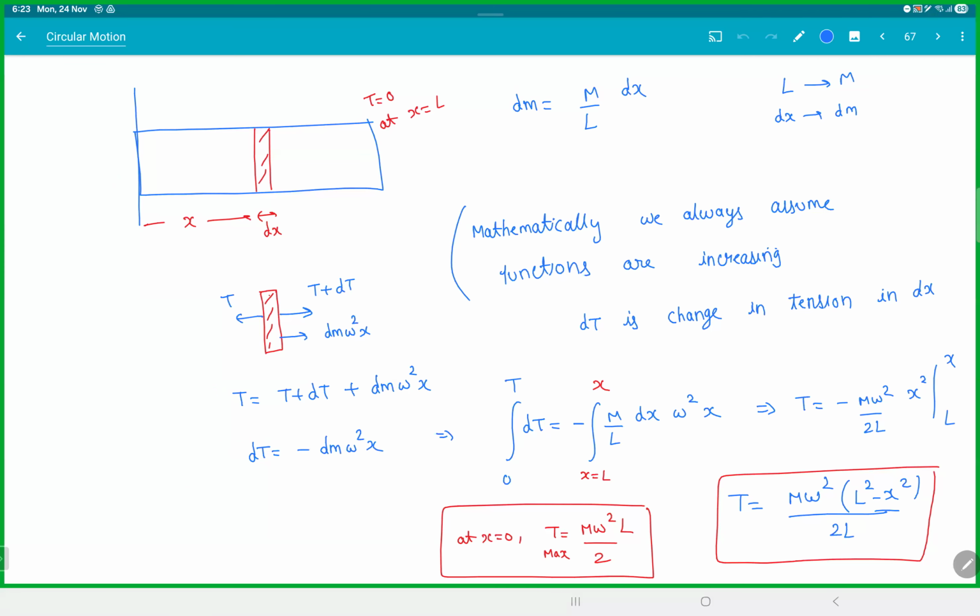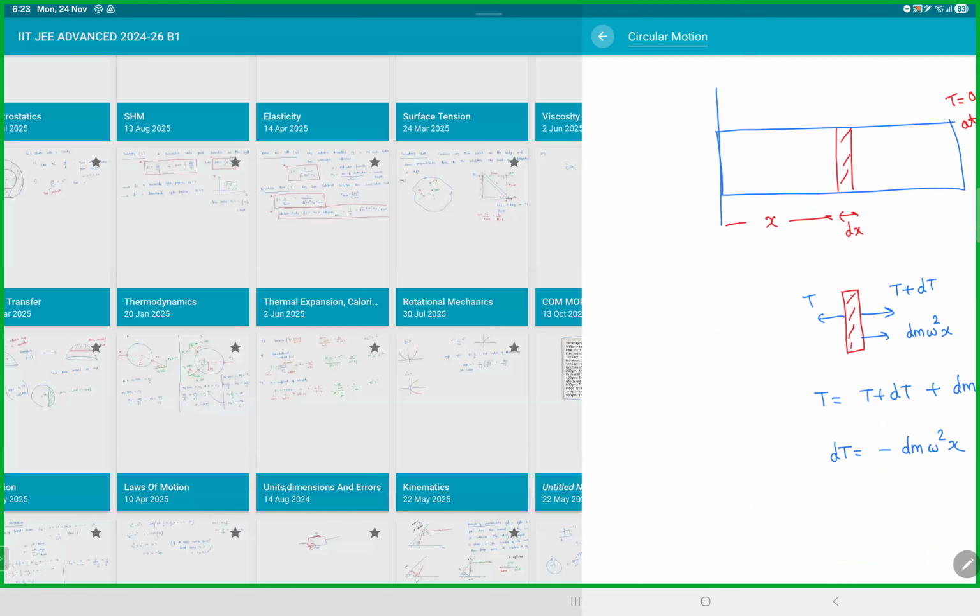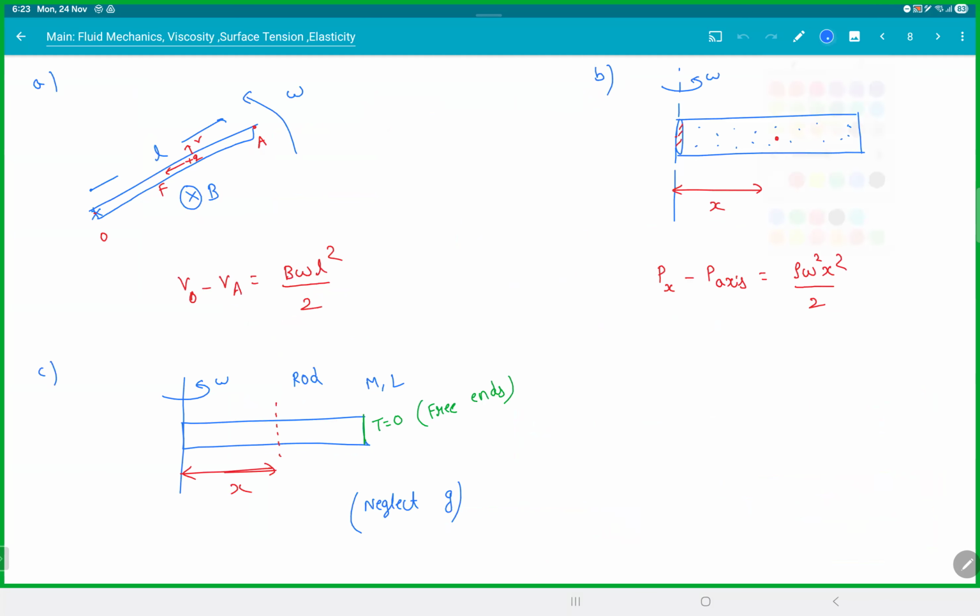Because if you put 0 to x, you don't know the tension at 0. But the free ends will have zero tension because there's nothing holding there. Right? So that will be important, as I can frame it in elasticity. So here tension will be m omega square (L square minus x square) by 12. Clear with that?